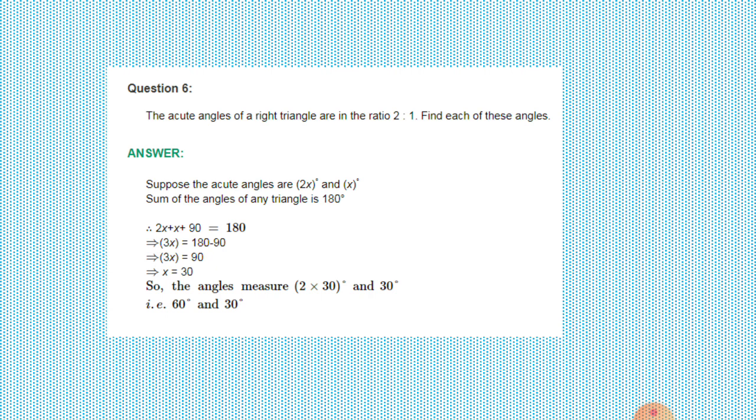The acute angles of a right triangle are in the ratio 2:1. Find each of these angles. So 2x and x. Sum of the angles of a triangle is 180 degrees. 2x plus x plus 90 degrees equals 180 degrees. 3x equals 180 minus 90, 3x equals 90 degrees. x equals 30 degrees.